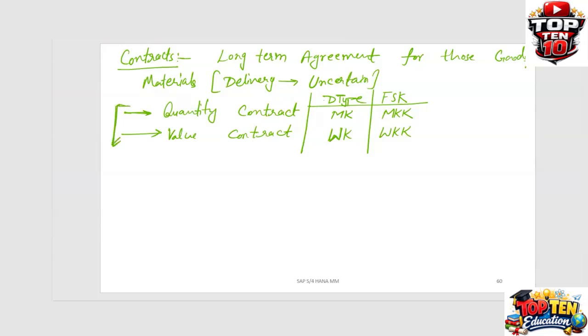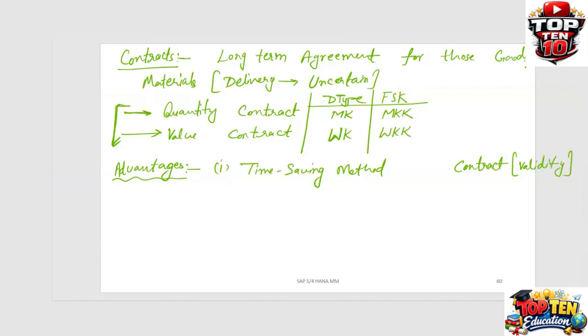Okay, so what are the benefits, the different advantages, of creating contracts? Why are we not creating only purchase orders, but creating the contracts first? It is a time saving method. Create one contract with one validity, for example, for 1 year or 6 months.